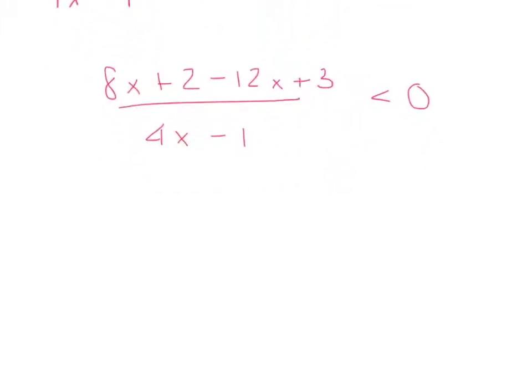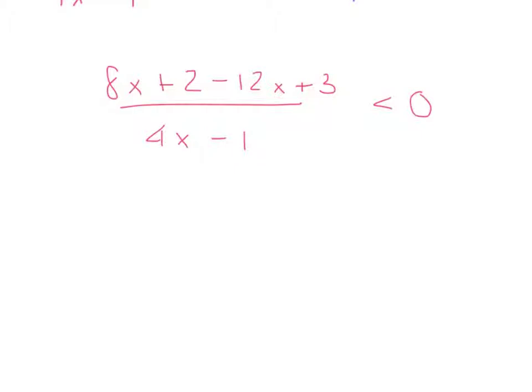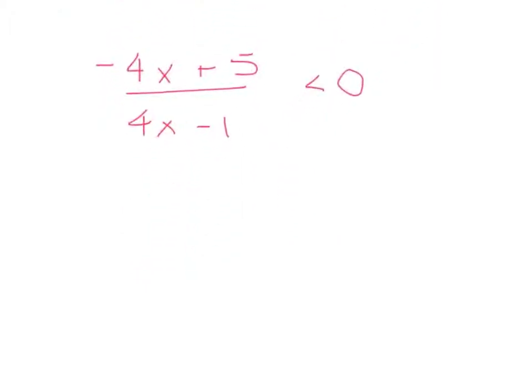Okay, now I want to combine like terms. So 8x minus 12x is negative 4x, and 2 plus 3 is 5. And now I can find my boundary points. So let's go ahead and find our boundary points for this. What do I do?